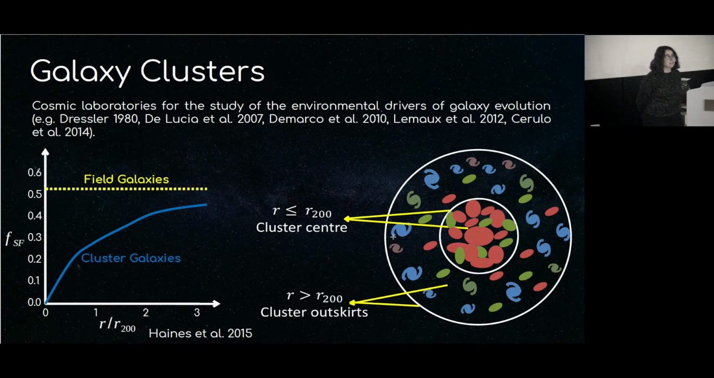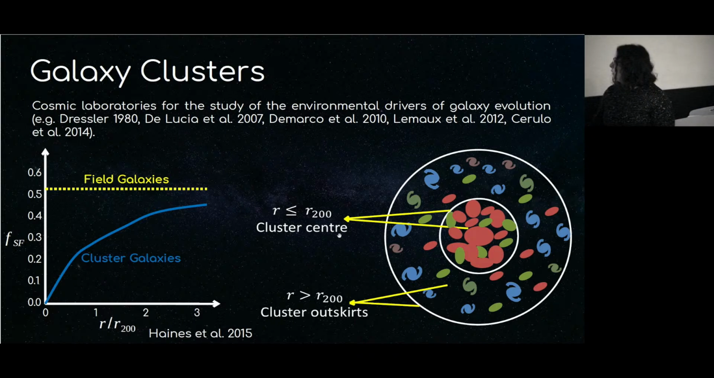In this sense, galaxy clusters are the ideal laboratory for any kind of study about the effect of the environment on the evolution of galaxies. Several authors found that the fraction of star-forming galaxies in clusters is always lower than the fraction of star-forming galaxies in the field, even at large cluster-centric radius, in the place where we expect to find similar star formation.